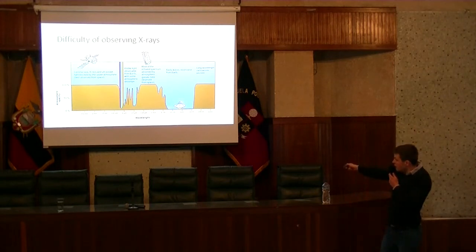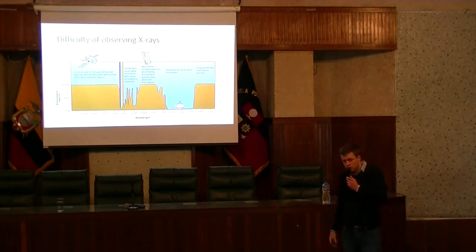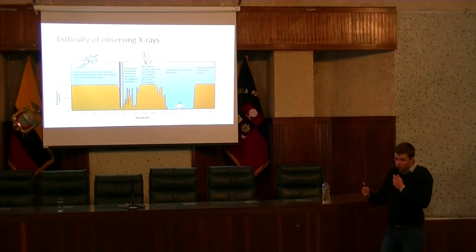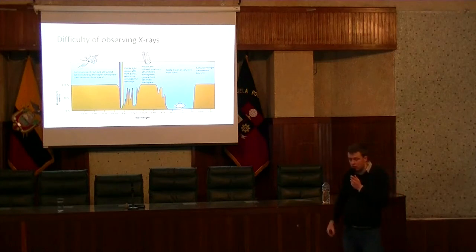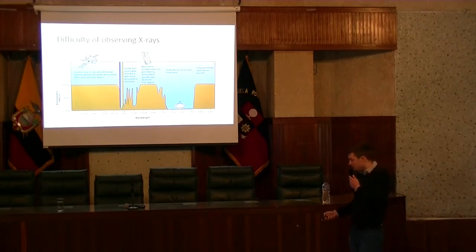We can see here there is a window. This is the radio wave wavelength and the visible light wavelength here. This is why we can have ground-based observatories for radio waves and for optical light, because these waves can penetrate the atmosphere. But with X-rays, they do not penetrate the atmosphere, so we need to take observations from above the atmosphere, from satellites.